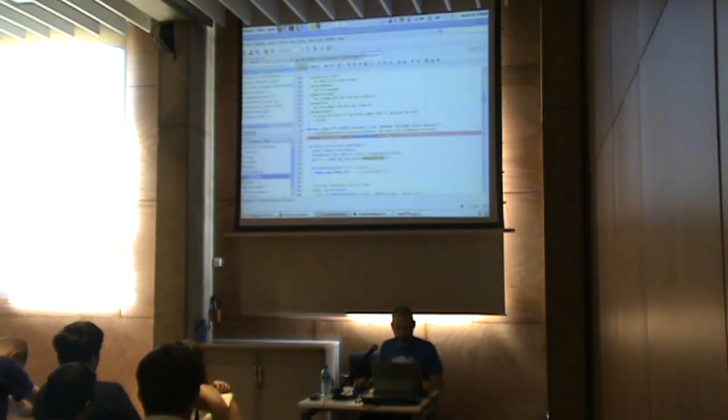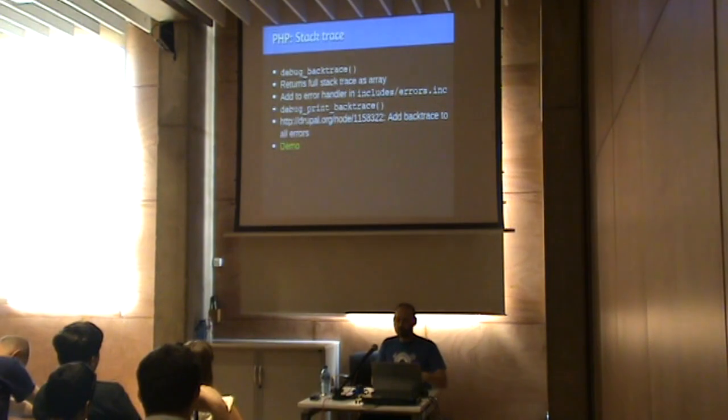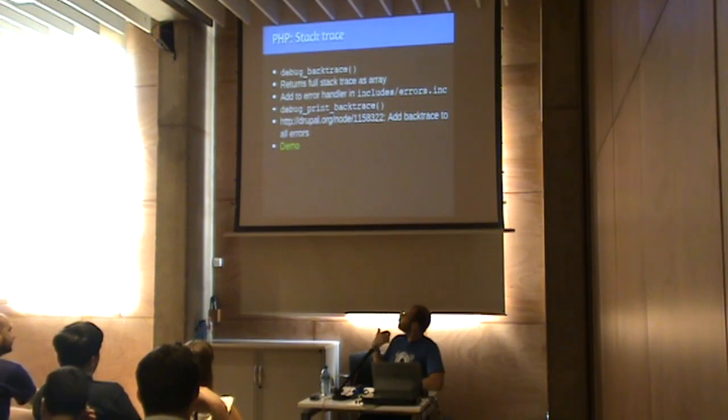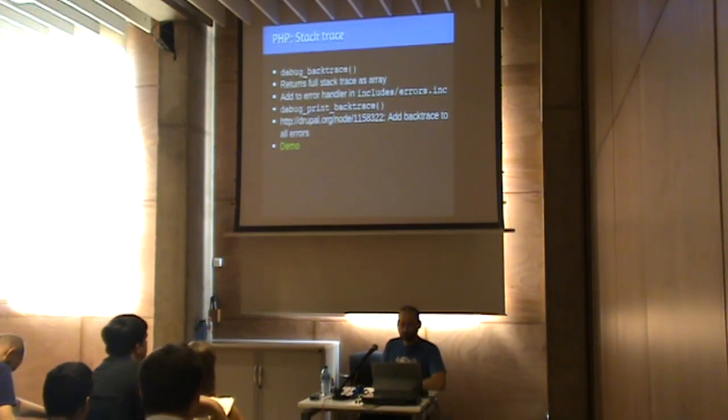I'm going to remove it again. You also have debug print backtrace. It's the same as debug backtrace, but it will just print it to the screen. And there's an issue on Drupal.org to actually add this information by default to all errors. I think there's some contention about people saying, well, we don't want all that information in Drupal because people shouldn't see it or something. Some people are saying, well, we want a limited set of that information. So there's lots of discussion in that issue if you're interested.